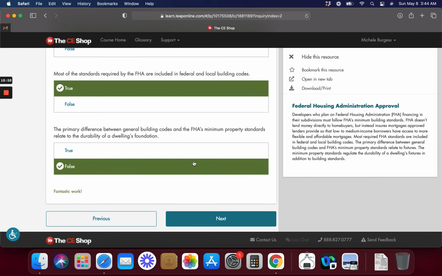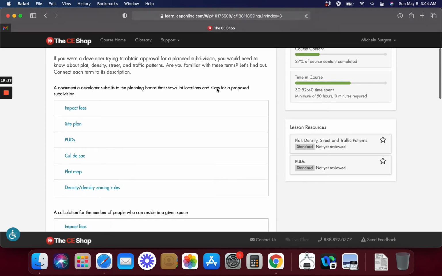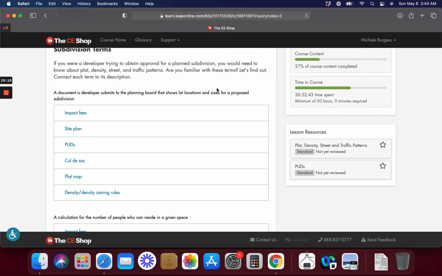The primary difference between general building codes and FHA's minimum property standards relates to the durability of the dwelling fixtures. Okay? Not the foundation. I doubt that's going to be a question on the test, but it's good to know. I don't recall ever seeing anything like that on the test.